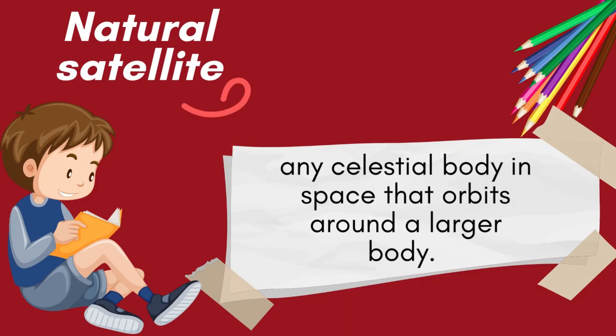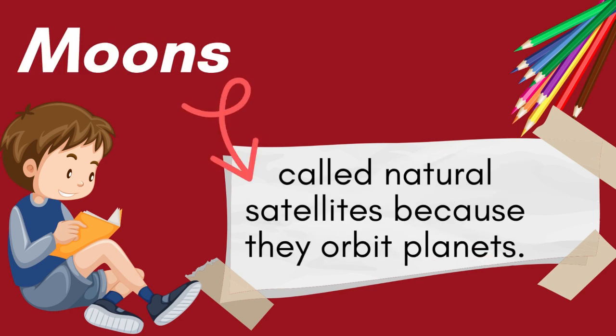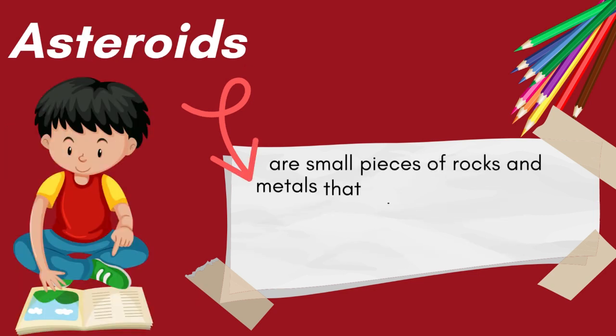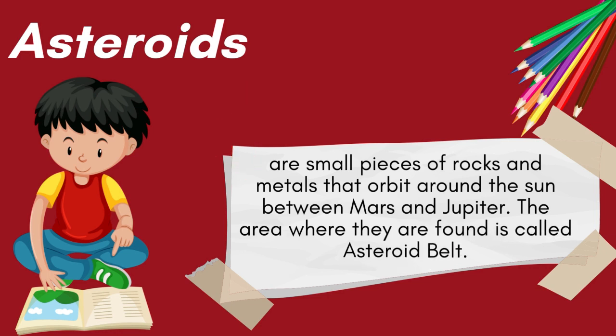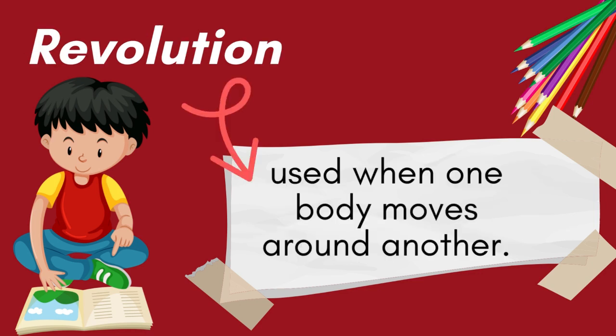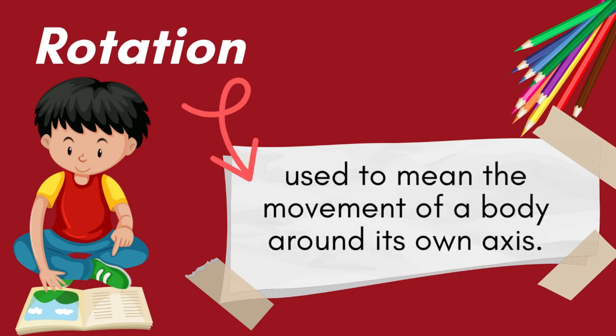A natural satellite is any celestial body in space that orbits around a larger body. Moons are called natural satellites because they orbit planets. Asteroids are small pieces of rocks and metals that orbit around the Sun, between Mars and Jupiter. The area where they are found is called the asteroid belt. Revolution is used when one body moves around another, while rotation is used to mean the movement of a body around its own axis.